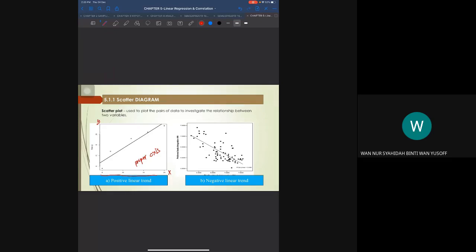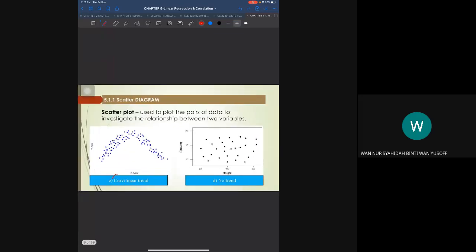So there are 4 trends of your scatter diagram. The first one, positive linear trend. So positive is when x increases, y also increases. Then you could have the negative linear trend, x increases but y decreases. Then you could have the curvy linear trend, so it will be ups and downs here. And sometimes your data is scattered to each other, then you will have no trend.